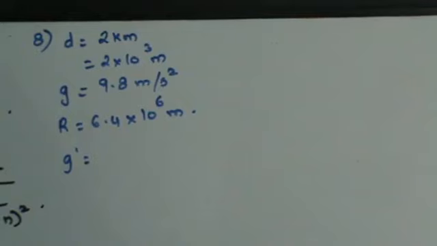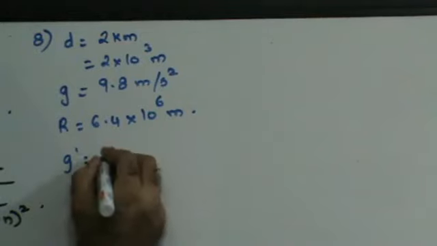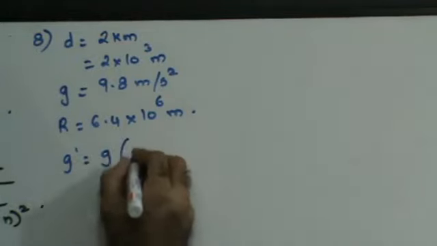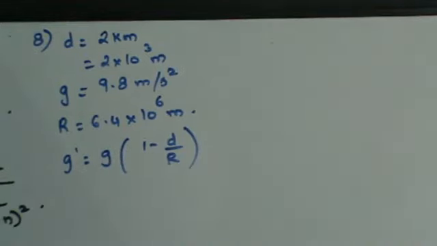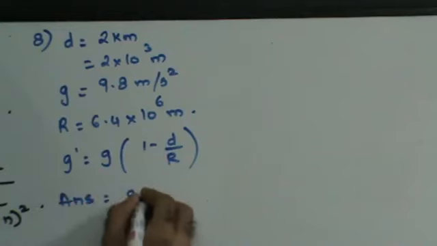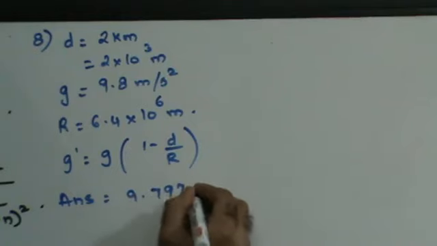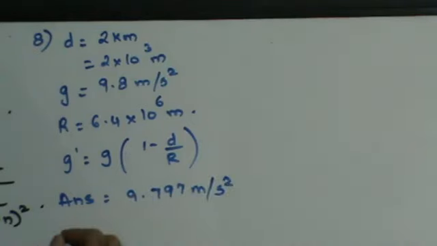Gravitation at depth is given by the formula g bar is g into 1 minus d by R. Straightforward formula, d, g and R, all three you have. All you have to do is substitute and get the answer. Your answer in this case should be 9.797 meters per second square. Next, take down next one please.